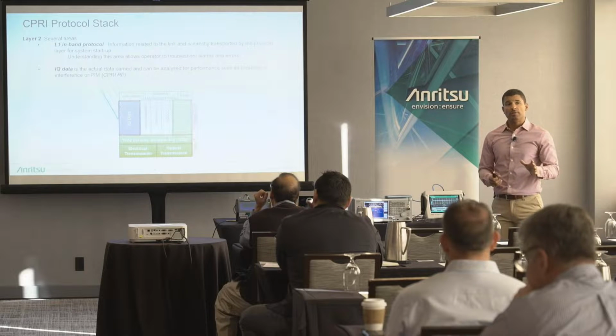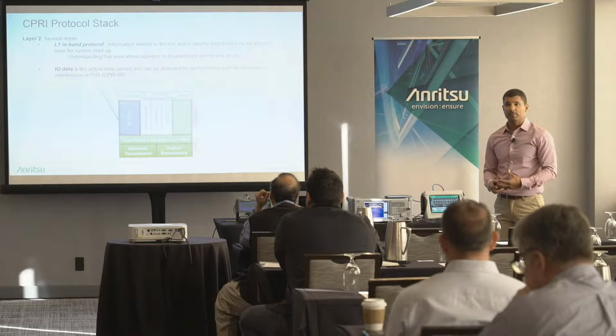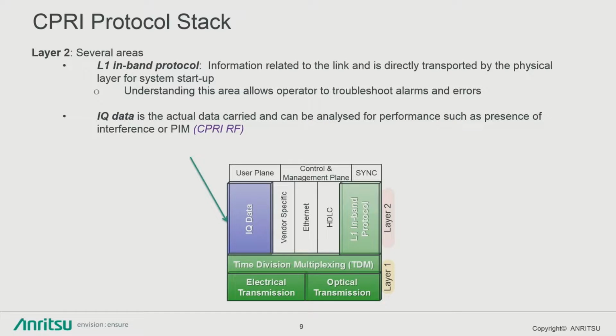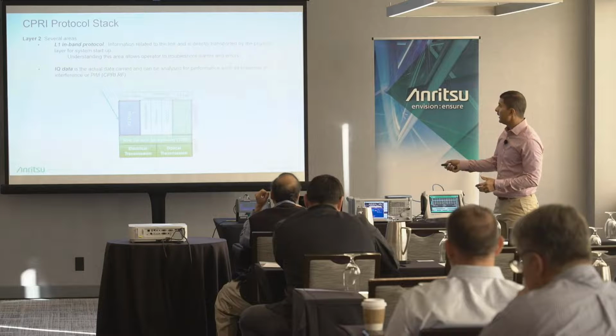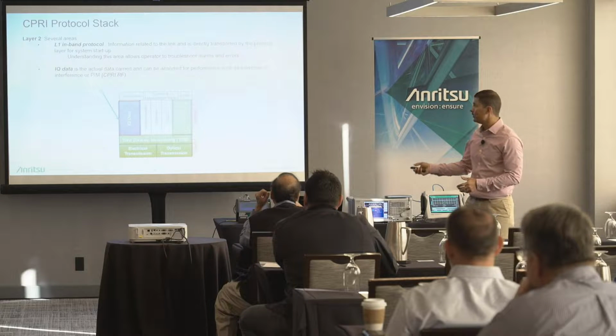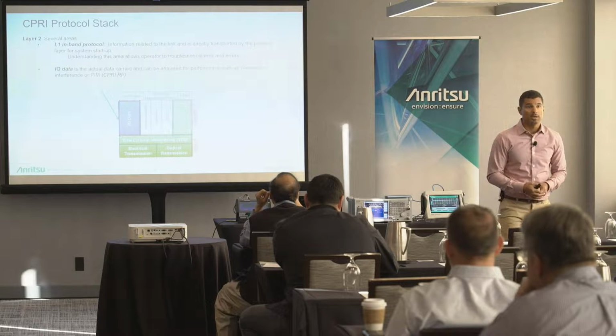That was layer one. Layer two had a little bit more involved. This is more on the protocol side of CPRI, and that consisted of the in-band protocol. This is where you had the differences between the equipment manufacturers, because the in-band protocol of one radio vendor may not interoperate with the in-band protocol of another equipment vendor. And then you had the IQ data. So there's all of your RF data that you would be able to analyze, to find things such as the presence of interference or PIM. You'd be able to see that within the RF signal.